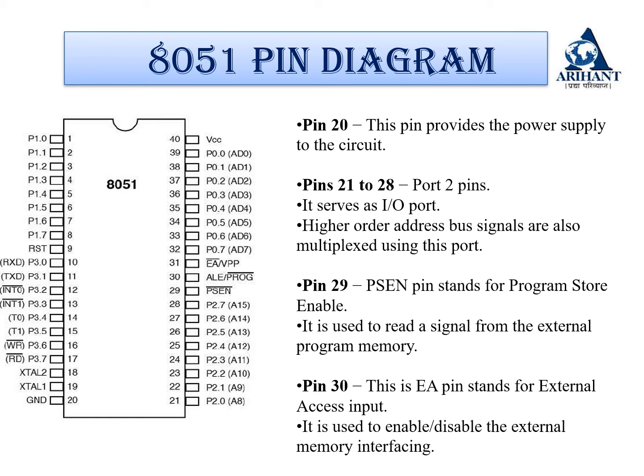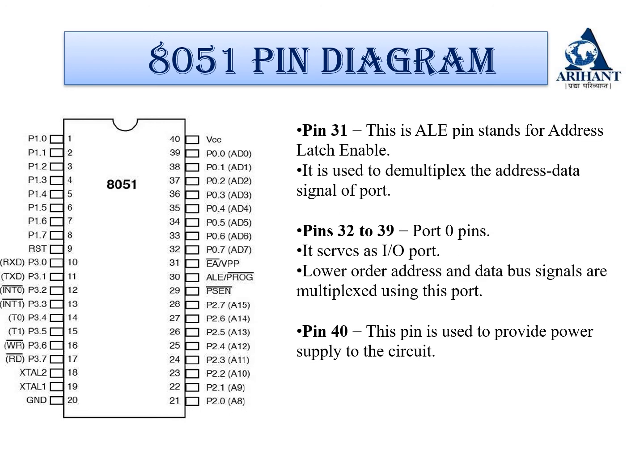Pin number 29 is used for PSEN, that is program store enable. It is used to read a signal from the external program memory. Pin number 30 is the EA pin, which stands for external access input. It is used to enable or disable the external memory interfacing. Pin number 31 is the ALE pin, which stands for address latch enable. It is used to demultiplex the address data signals of the port.